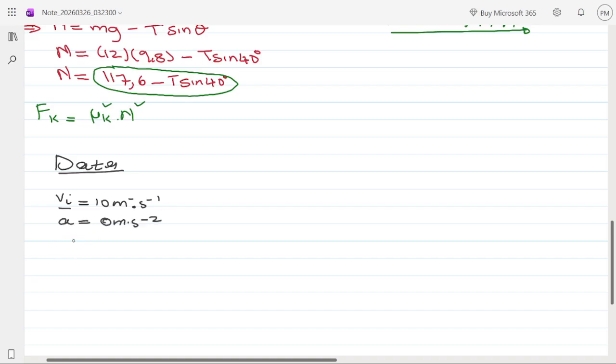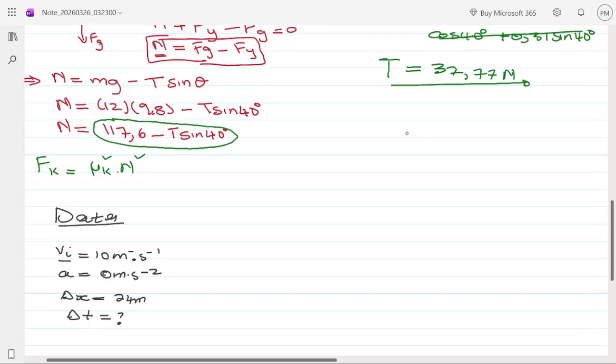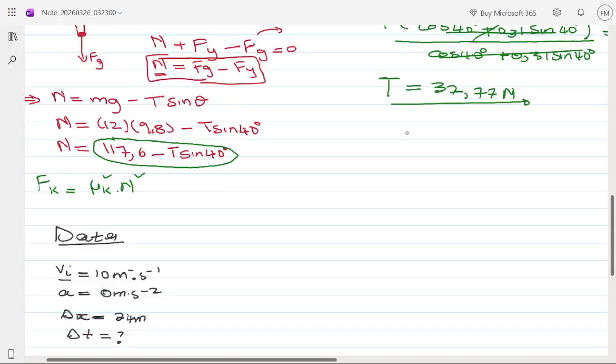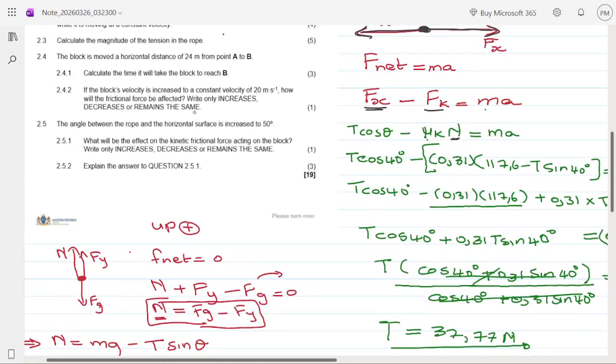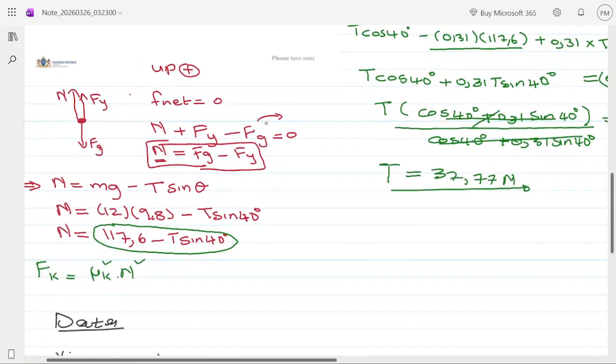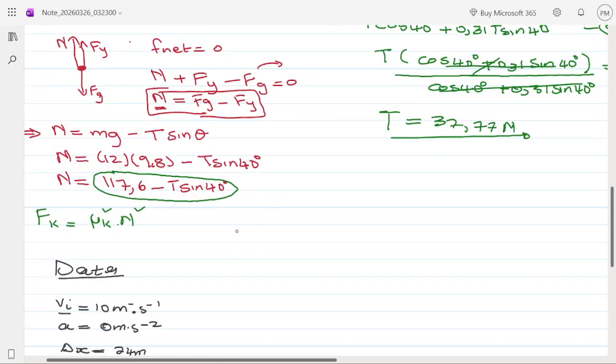Now, what else do we know? Delta x, because this is a horizontal component, is equal to 24 meters. So this is what we are given, and they want us to find delta t. I think you can see that we're going to use the equations of motion to calculate this, for 2.4.1. So I'm just going to write this down: 2.4.1, equations of motion.